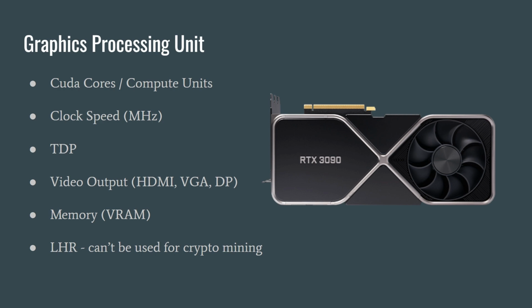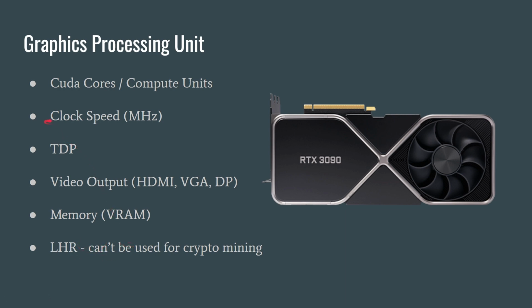We see again TDP, which is thermal design power. That's just how much power the GPU draws. And let me tell you, the GPU does draw a lot of power. And then the GPU also has memory. There's also this LHR you see. It stands for low hash rate. This just means that the GPU can't be used for crypto mining. So typically this will be a little cheaper. So unless you plan to crypto mine, maybe you would consider getting the LHR because it typically doesn't really affect any other performance other than it just brings the price down a little bit, which is a nice benefit.